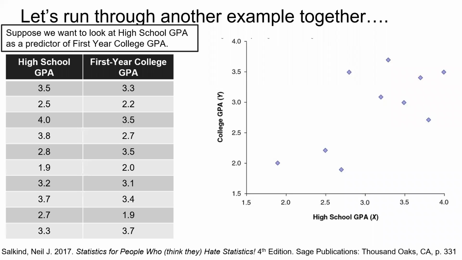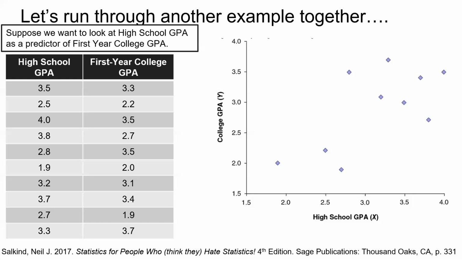Okay, let's run through another example of linear regression. This example comes from Neil Salkind's book, Statistics for People Who Think They Hate Statistics. This looks at how we can use high school GPA as a predictor of first-year college GPA. We do actually find in the data that high school GPA is the best predictor of college GPA, not SAT score or other standardized test scores, but that high school GPA is numerically the best predictor.